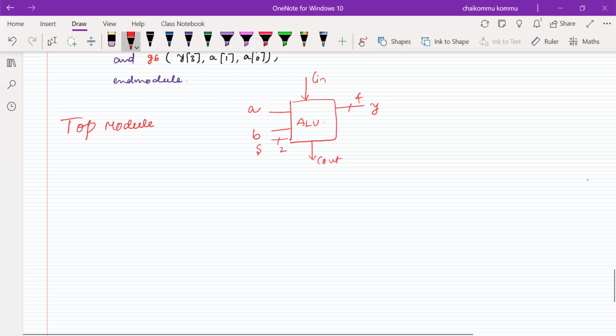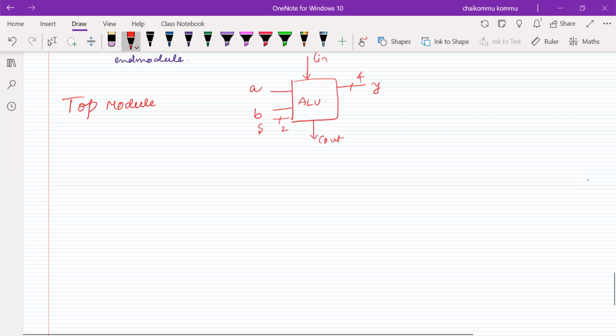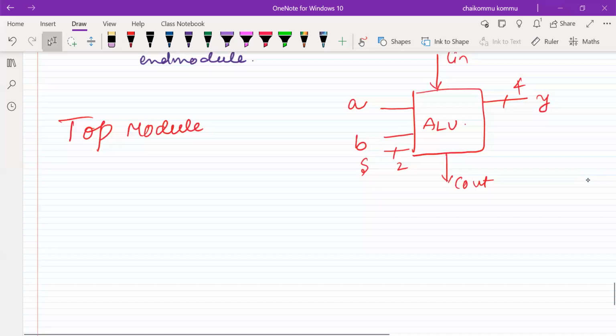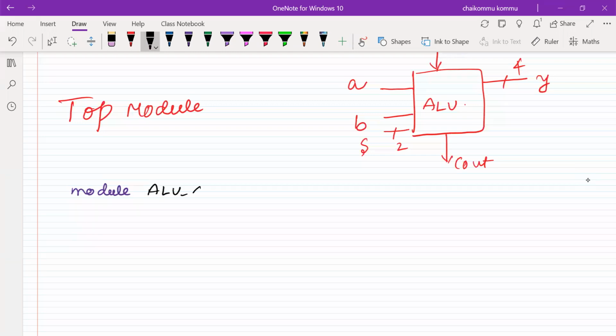Now let us write the module names and everything. So, module. We should not start with a capital letter; this is a keyword. Module, what are the things there? It's ALU underscore 4-bit. This is the name that I'm giving. Next, what are the variables? A I'm using, B I'm using, S I'm using, Cn I'm using, Y I'm using, Cout I'm using. It doesn't matter, any names are allowed.